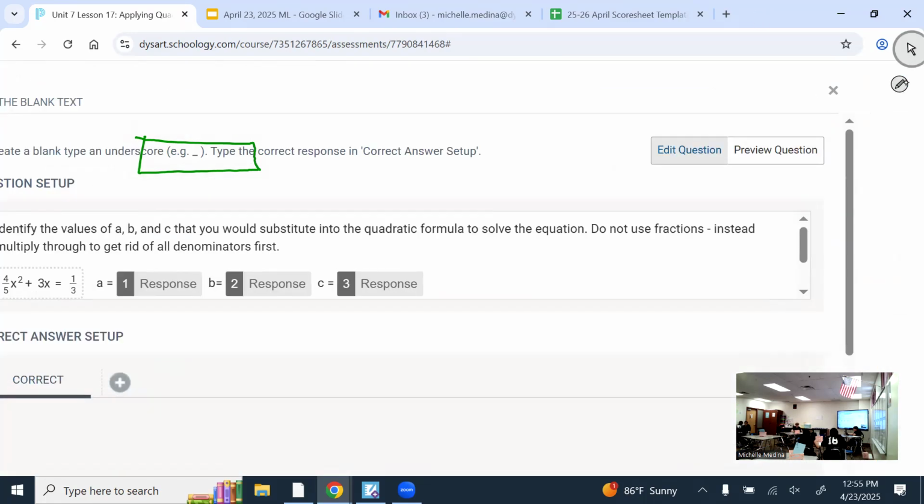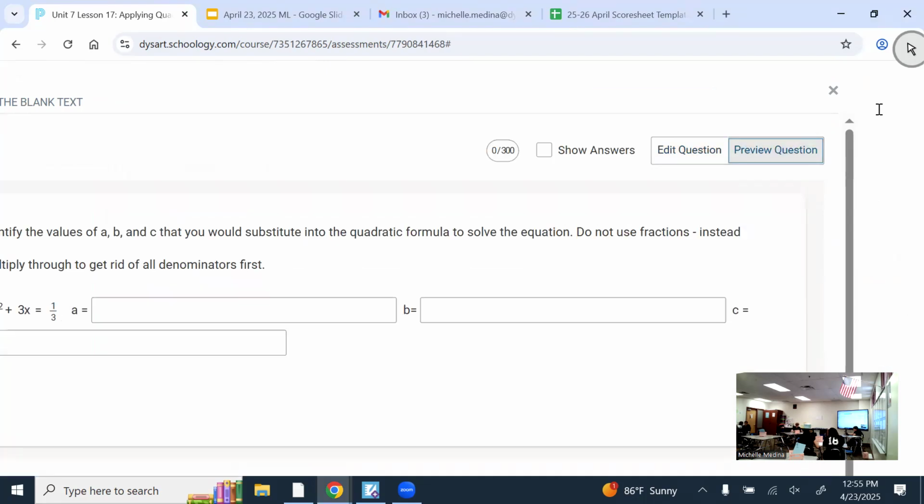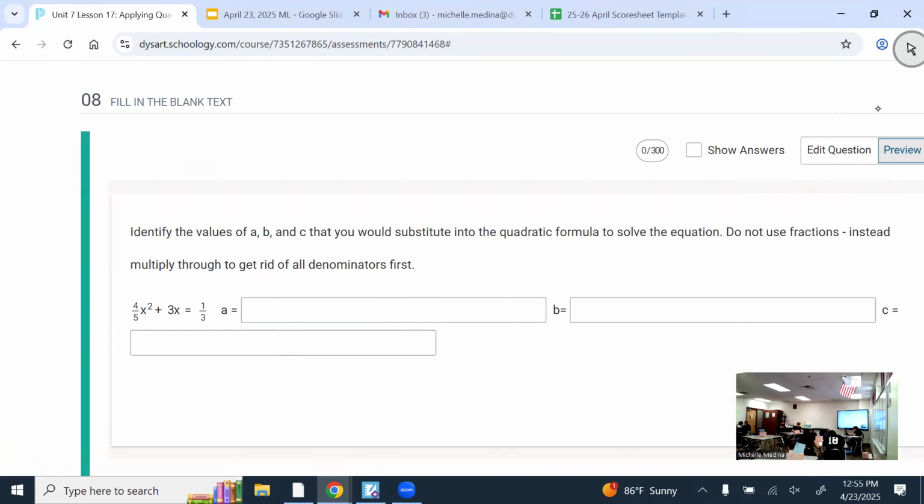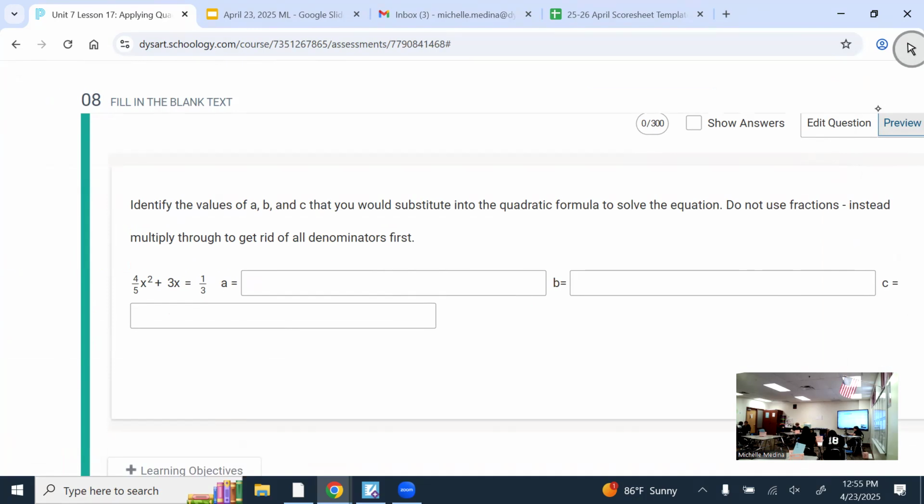Okay, so identify the values of A, B, and C. And it says don't use fractions, instead multiply through to get rid of all denominators first. Interesting. So that's why. Sorry if I helped you on this one and I didn't see that part. So let me see. First, I'm going to set it equal to 0. So I'm going to subtract 1/3 on each side to get it to equal 0 here.